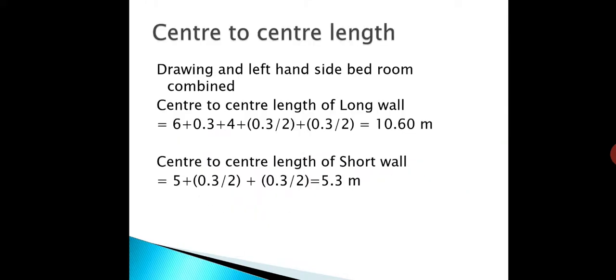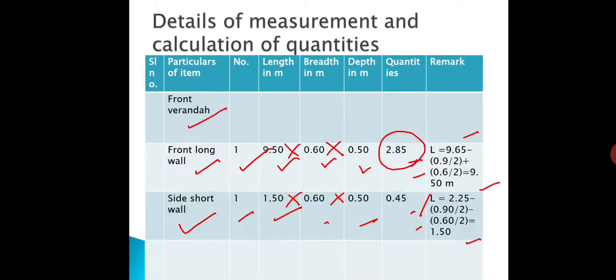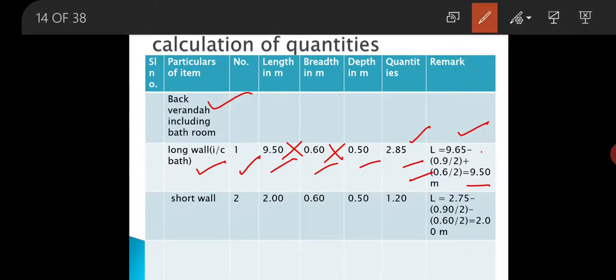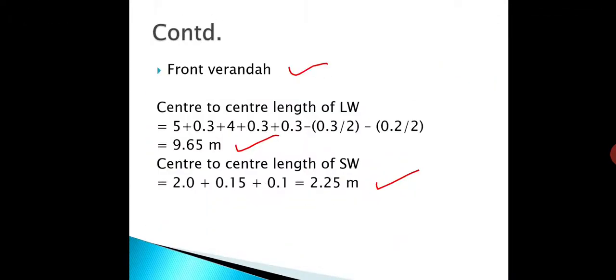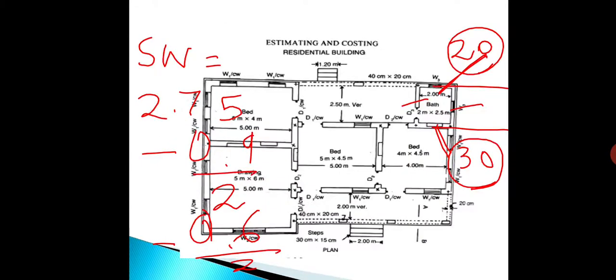Okay. See, short wall number is 2, length will be 2.75 is the center to center length, from that subtract 0.9 by 2 and subtract 0.6 by 2. So this is the length, the net length is 2 meter, breadth is 0.6, height is 0.5. So by multiplying these three we will get the quantity as 1.20 cubic meter. So after this we have covered all the walls of the building.